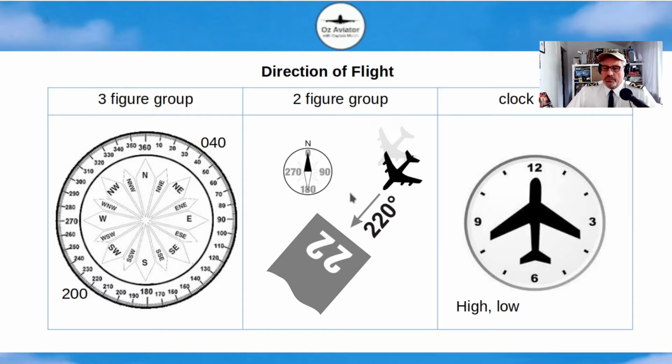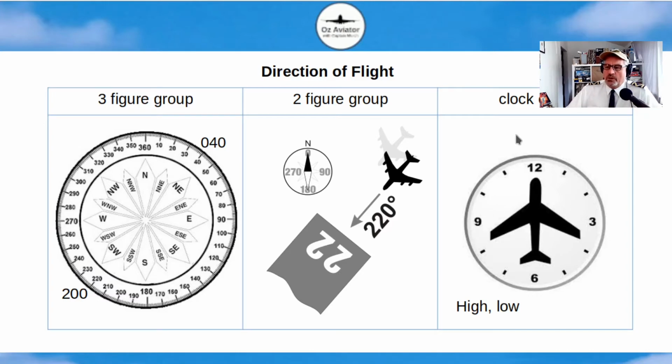A 2-figure group is mainly used in relation to the direction the aircraft is traveling on a runway, so a runway heading, either takeoff or landing. So if the aircraft is heading in the direction of 220 degrees for takeoff or landing, because the runway points in roughly 220 degrees, that runway will be referred to as runway 22. If the runway is heading 040 degrees, the runway will be referred to as runway 04. So they just drop off that last zero.